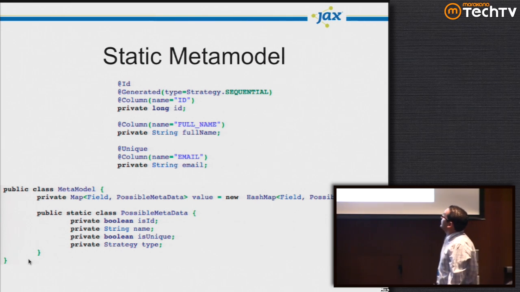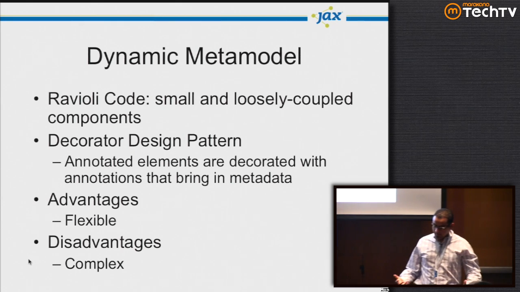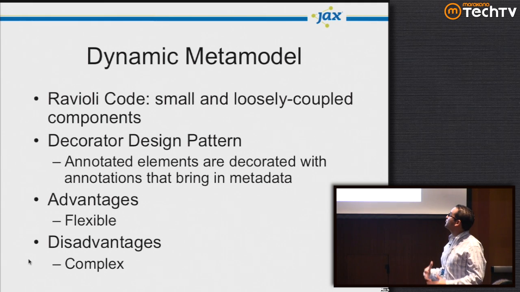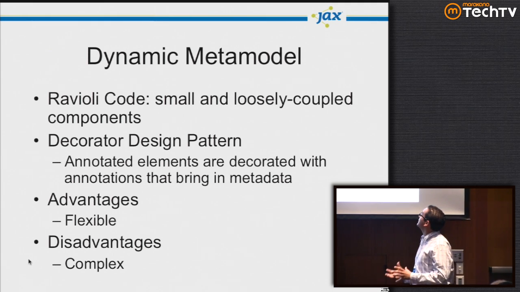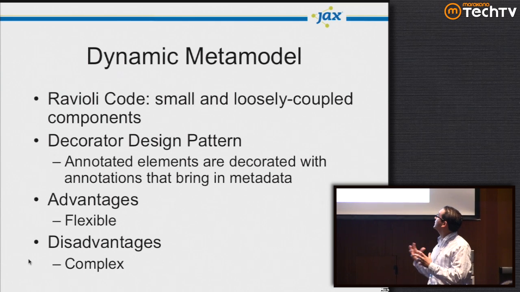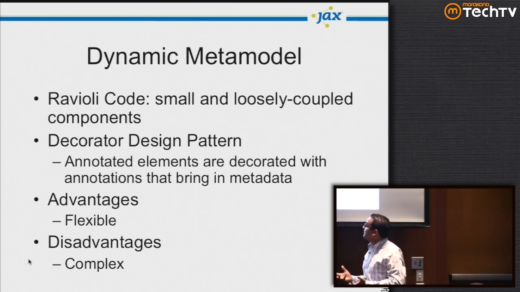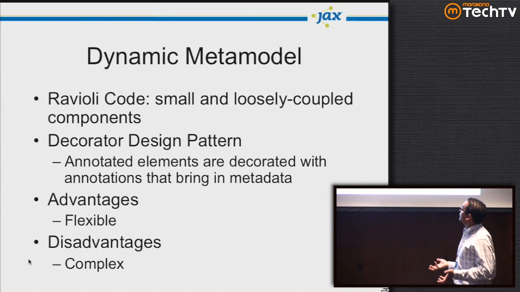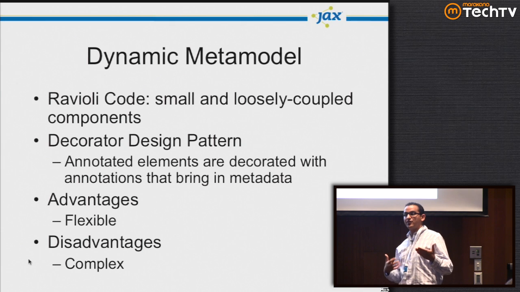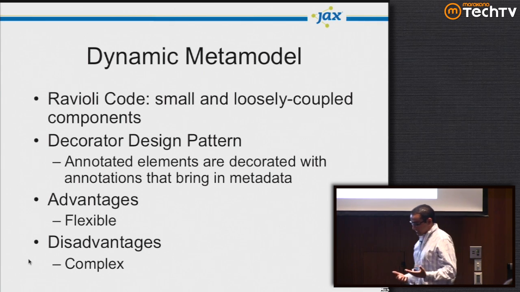The next one is a lot more interesting, which is pretty much a dynamic meta model. And I mean, certain people would call this structure of the code the ravioli code, meaning that it's very small and loosely coupled. The code is constructed of very loosely coupled and small components, which is as simple as actually pretty much applying the simple decorator design pattern and kind of making the observation that all of these fields are kind of decorated with these annotations, right? You pretty much go that.